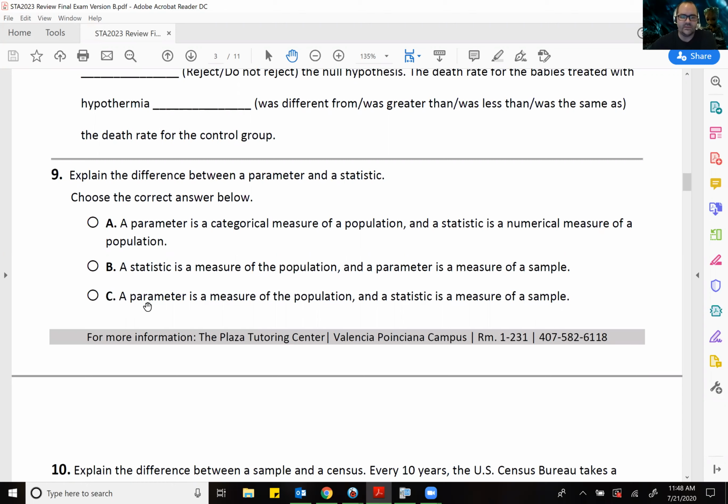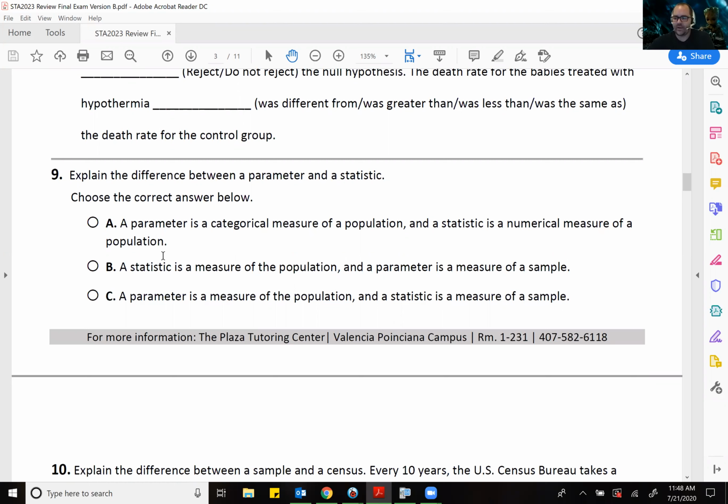So let's look at the bottom one, C. A parameter is a measure of the population. Yeah. And a statistic is a measure of a sample. Yes. There it is. It's C. Parameters are about population. Statistics are about samples. The reason why we don't like A, well, one, it's not a categorical measure. All the parameters that we deal with in here have to be numerical. The other thing is the statistic right here says it's a numerical measure of population. That's also wrong.